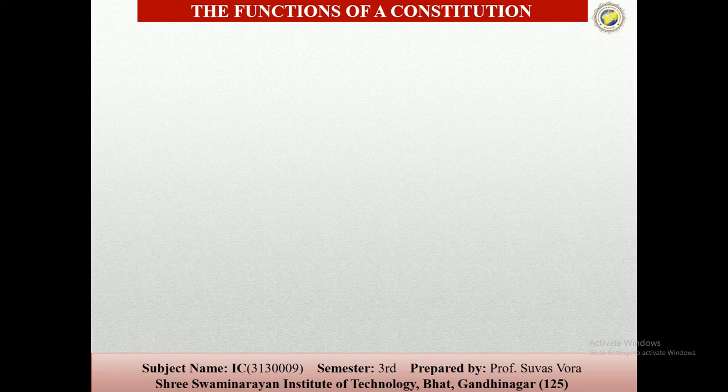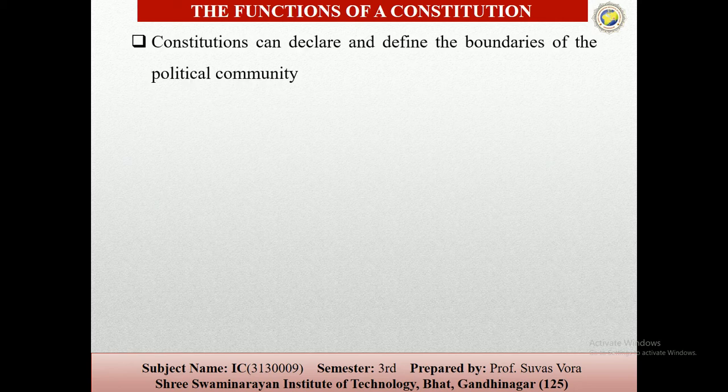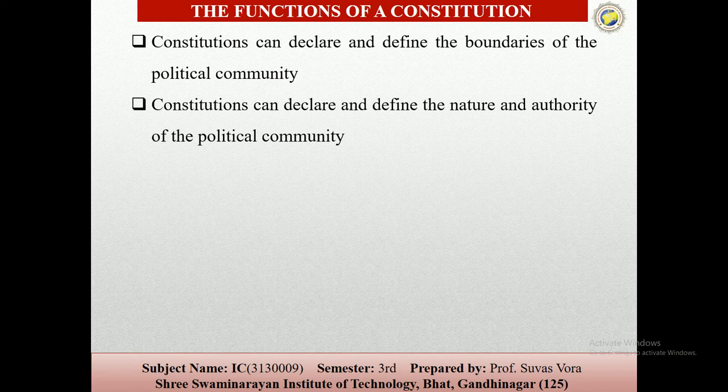So the functions of the constitution: the constitution can declare and define the boundaries of the political community. अगर जैसे ही हमको पता है कि हम पॉलिटिकली एक एरिया होता है, जैसे कि गुजरात स्टेट है दैन महाराष्ट्र स्टेट है, तो उसमें अलग अलग बाउंड्रीज डिक्लेयर की हुई है. Then the constitution can declare and define the nature and authority of the political community. उनके लिए एक particular nature और authority दी हुई है.